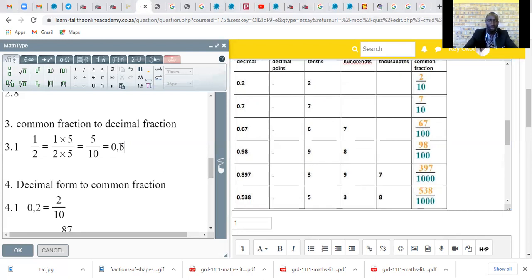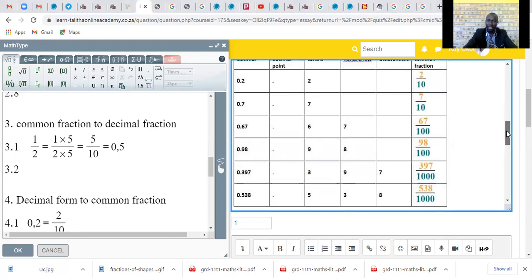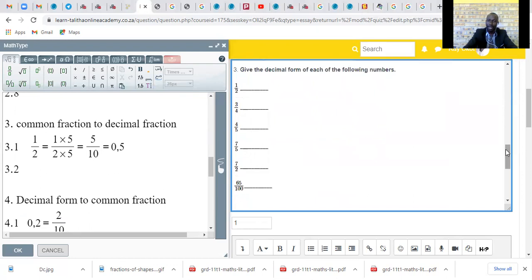Yes, this will be a 0.5. Then now when we look for the next question, which is 3.2, notice, even if this one looks a little bit unfamiliar, you will soon notice through the questions that we are going to do as exercises that they are not really that difficult. And so the second question, which is 3.2, is what?